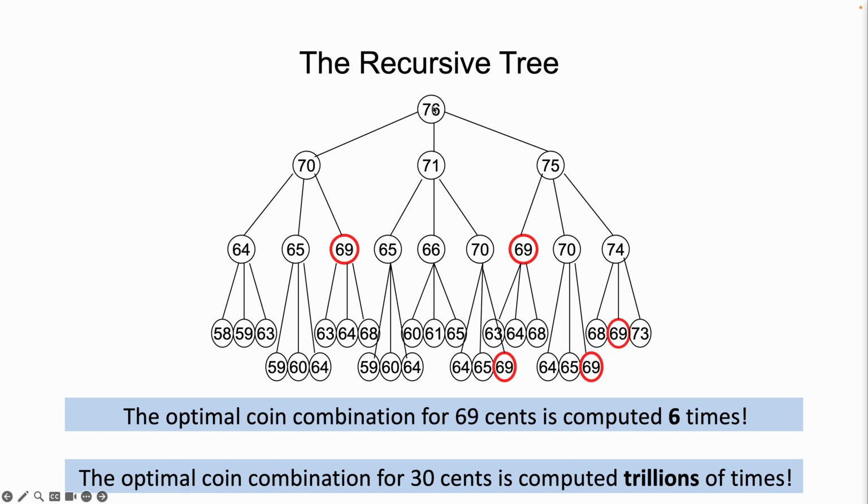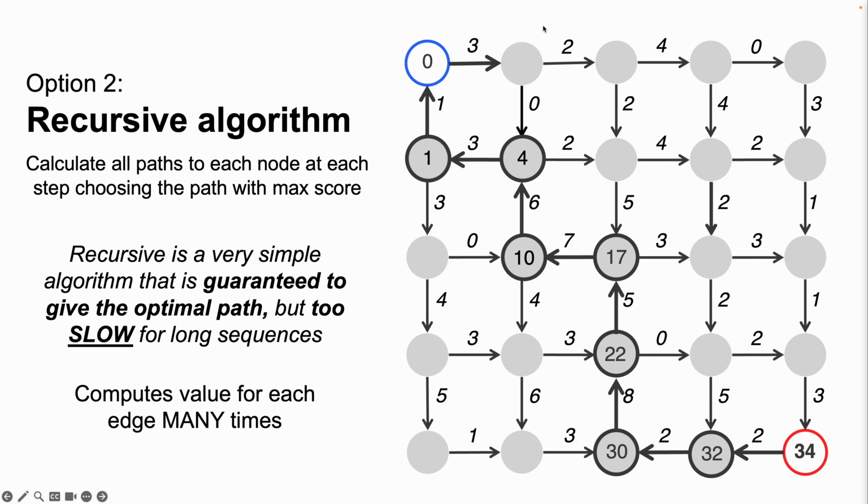Think, you've got to count down from 76 by ones. There's at least 76 potential layers where there are at least 3 values at every one. That gets really big really fast. So doing that on any meaningful length sequences to get the optimal alignment becomes not doable. So this would work, the recursive algorithm. It's guaranteed to give the optimal path, but it's too slow.